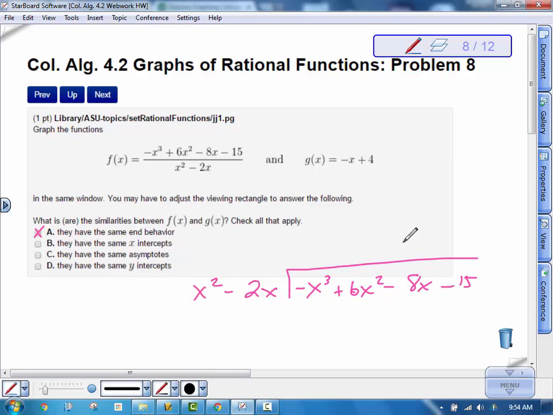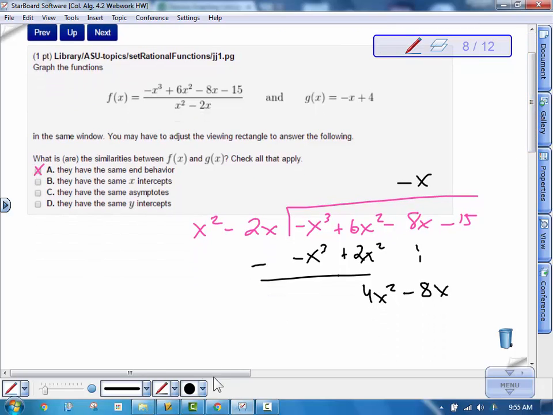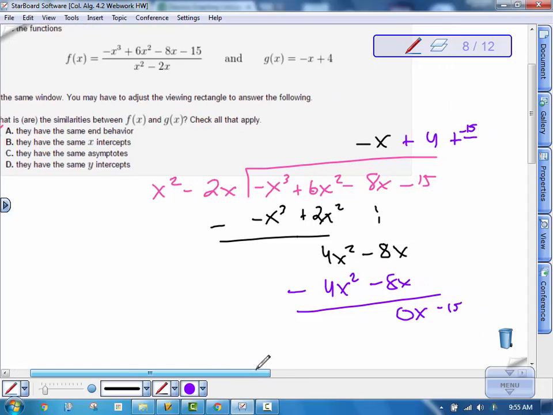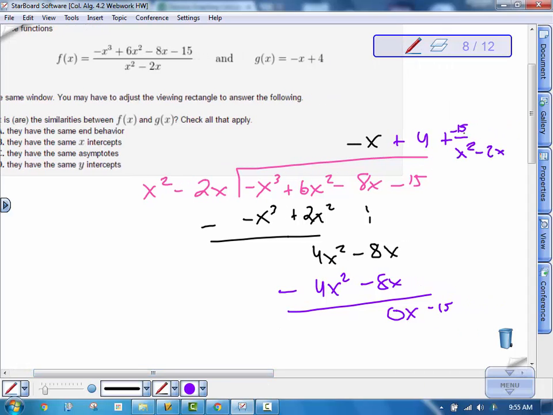I say, what can I multiply by x squared to get negative x cubed? That's negative x. Follow through, and you get positive 2x squared, and then subtract, and you get then 4x squared. Drop down the negative 8x, and then start over. So what do I multiply by x squared to get 4x squared? That would be 4. So 4 times x squared gives 4x squared, and 4 times negative 2x gives negative 8x. And when I subtract, I get 0x, drop down the negative 15, and once again this becomes negative 15 over the divisor, x squared minus 2x.